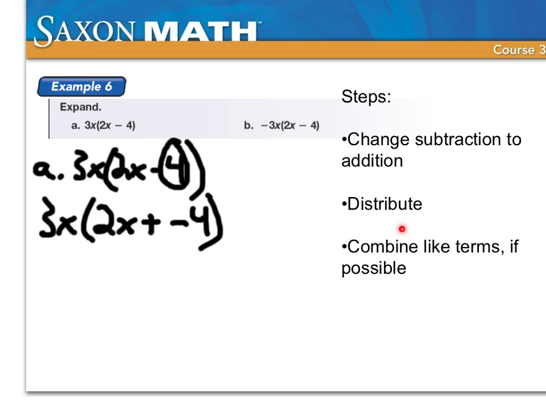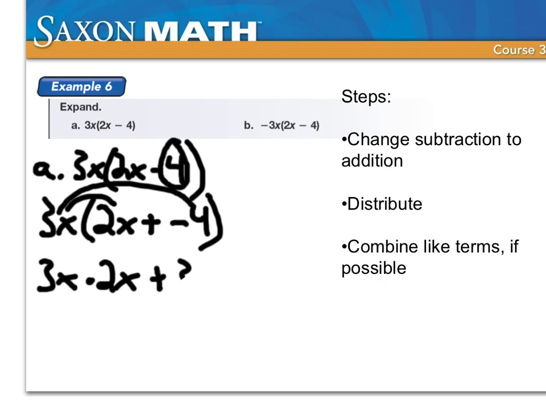Next step says to distribute. Distribute, that's where we draw these arrows here. Those arrows tell us to multiply these terms. So we're going to take 3x times 2x plus 3x times negative 4. Now I have to go ahead and actually multiply these together. And here's how I do that.